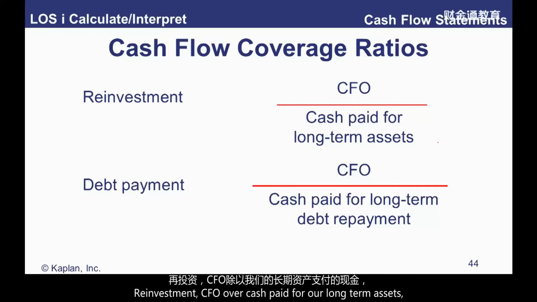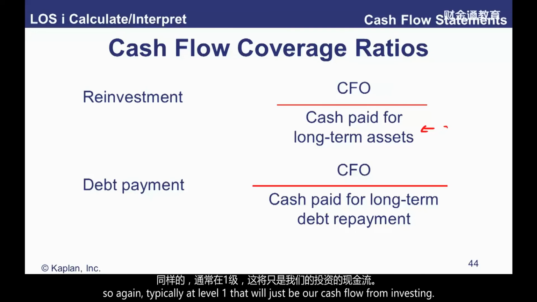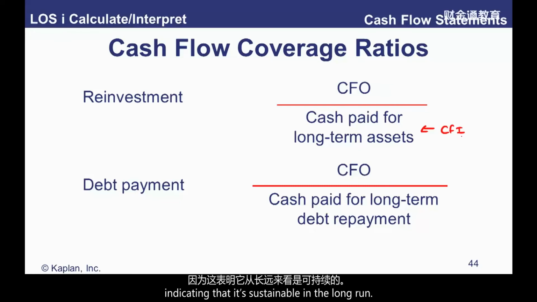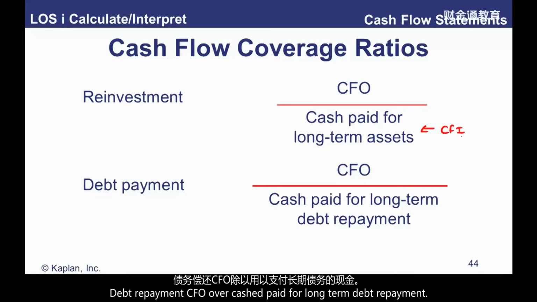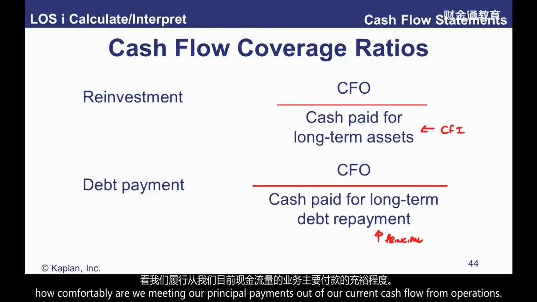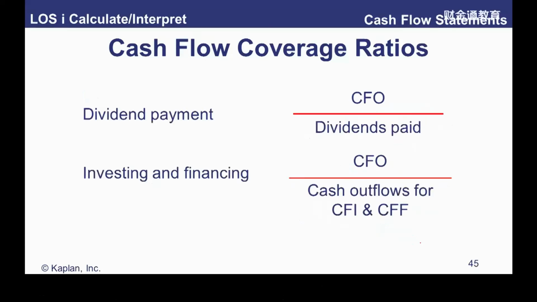Reinvestment, CFO over cash paid for our long-term assets. So again, typically at level one, that will just be our cash flow from investing. Again, you want CFO to be bigger than cash flow from investing, indicating that it's sustainable in the long run. Debt repayment, CFO over cash paid for long-term debt repayment. In other words, we're looking at our principal payments here. And again, it's a safety ratio. How comfortably are we making our principal payments out of our current cash flow from operations?